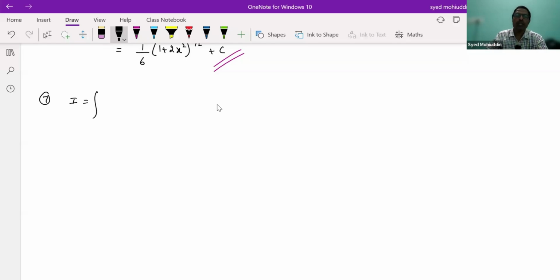Evaluate the integral. Integral I is equal to the integral of x by root of x plus 4, where the value of x is a positive value. So if you observe here, this cannot be expressed in the form of f dash of x by f of x into dx.